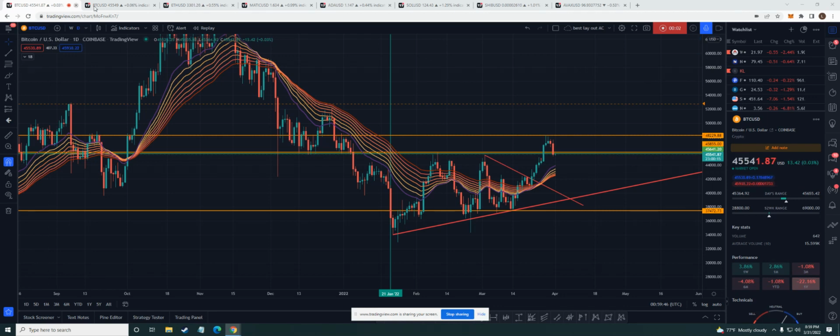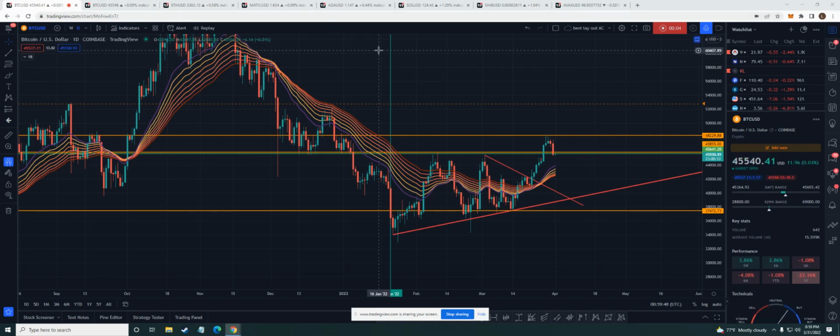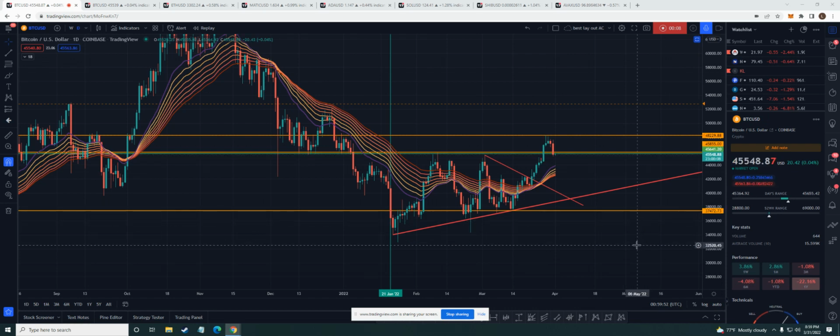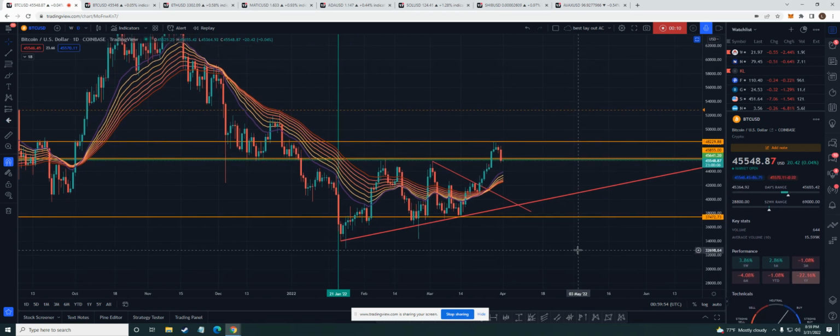Tonight's video, we're going to be talking about Bitcoin, Ethereum, Matic, Cardano, Solana, Shiba, and Avalanche in that order. First, we're going to start on the Bitcoin chart. And guys, this is the daily chart. Each candle represents a day.